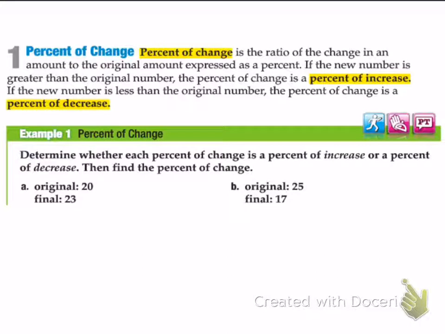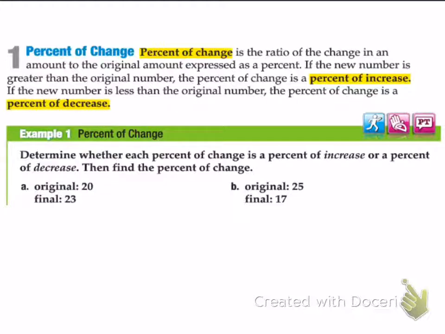So 2.7 is about percent of change. In 2.6 we talked about ratios and proportions, and we know that if two ratios are equal to one another, or are equivalent ratios, then a way of saying that is that they are proportional to one another. So that's going to be related to what we're talking about today: percent of change.